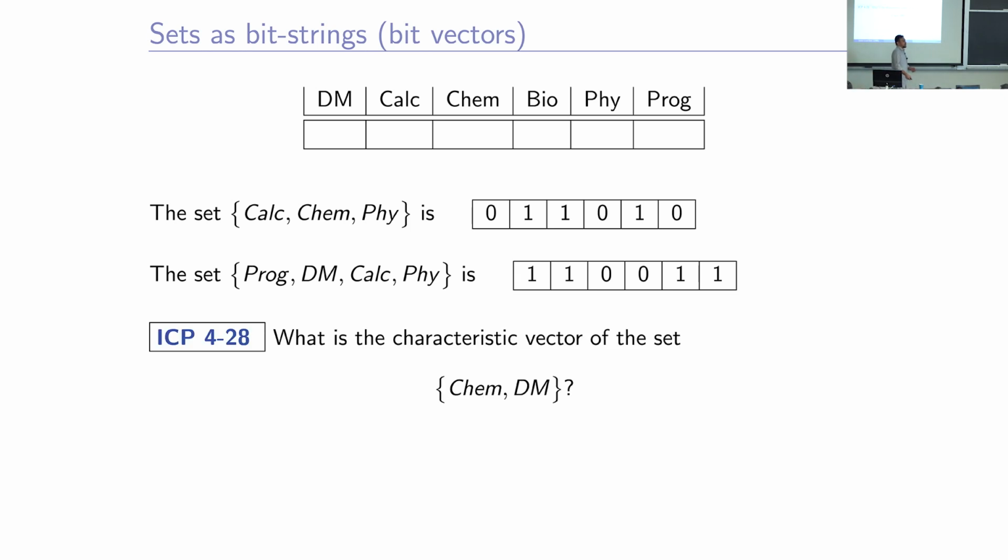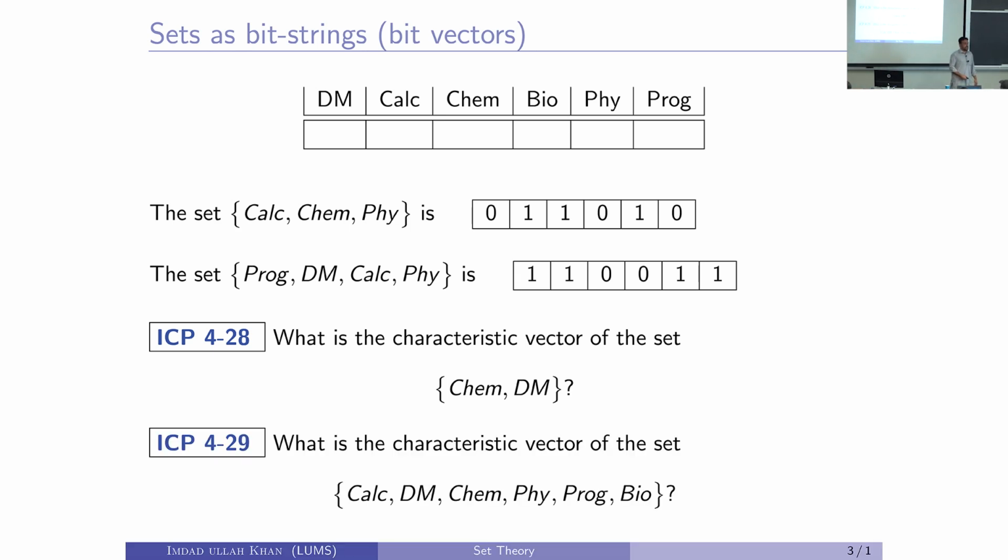What will be the characteristic vector of this set? Quickly, this is now your ICP. For this particular universal set, what will be the characteristic vector of the set chem and DM? Quickly, say it, and write it. You cannot just say 1 0 1. That's not good enough. 1 0 1 is not a complete description of the set. It has to be 6 length bit vectors. Okay? 1 0 1 0 0 0. That will be this vector set.